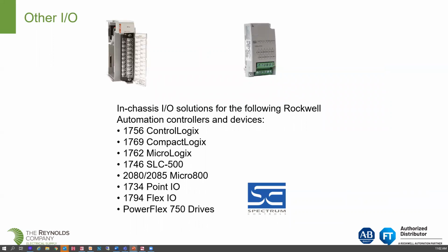David touched upon this briefly, but Spectrum Controls does make a lot of specialty IO for the Rockwell platforms. So if you're looking for something like a universal analog input card for 1769 IO, Spectrum makes it. If you have questions on whether Rockwell has a product, it's always good to take a look and see if there's something special that Spectrum Controls might also make for it.